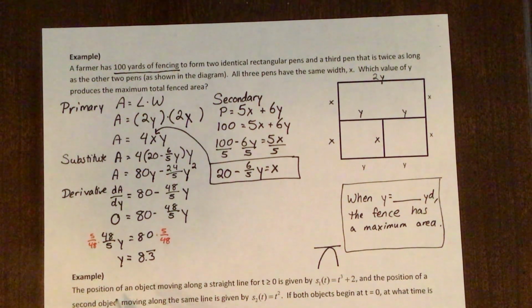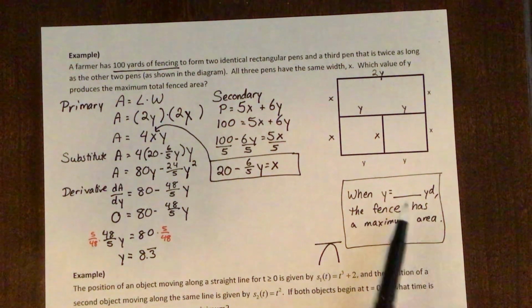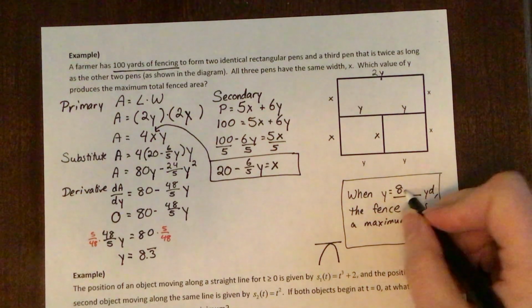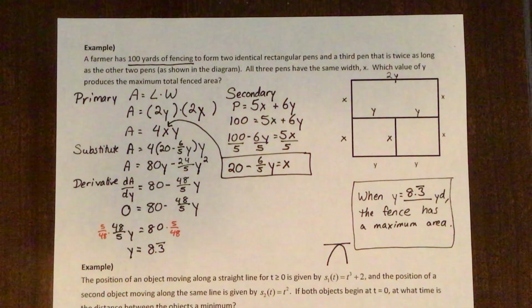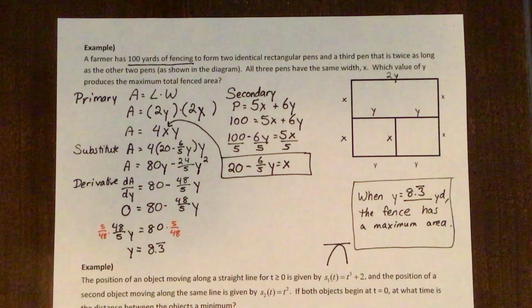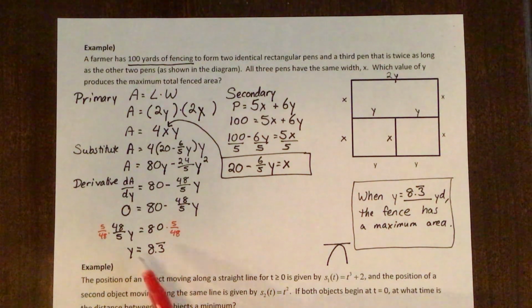We found y. That's what it asks for. So when y equals 8.3 repeating yards, the fence has a maximum area. Now, I'm going to keep going on this because most of the time the problem asks you to also find x, like find the dimensions or which values of x and y. So I'm going to keep going even though we know that we can stop here because of the wording of this problem.